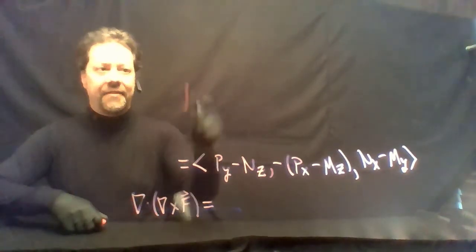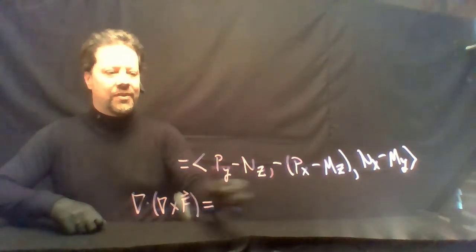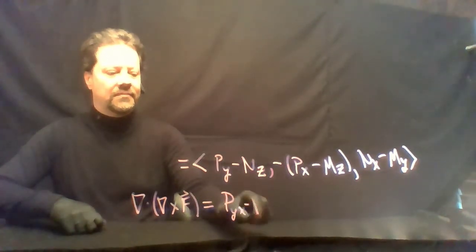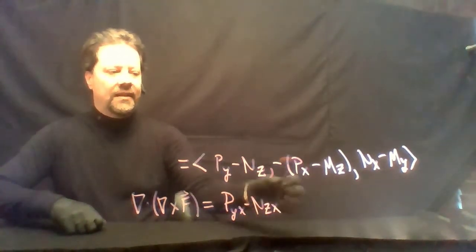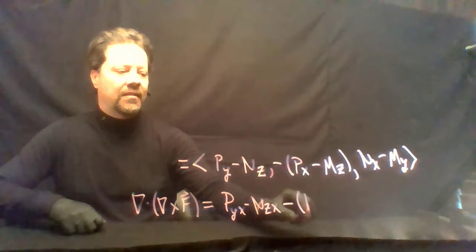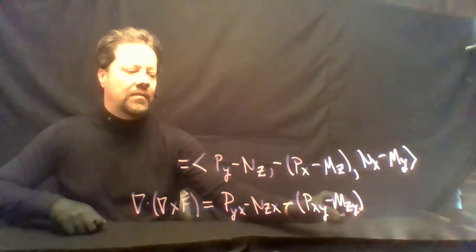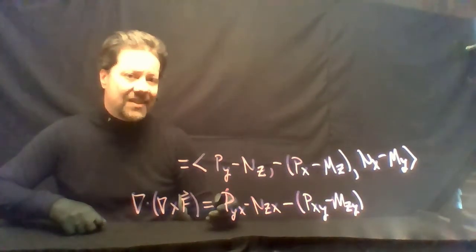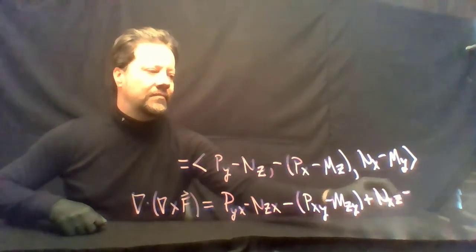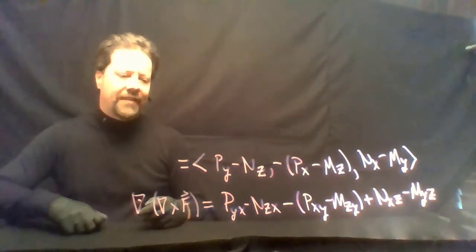To calculate the divergence, we take the derivative of the first coordinate with respect to x. Then we add the derivative of the second coordinate with respect to y. And then we add the derivative of the last coordinate with respect to z. What do you get when you simplify this?